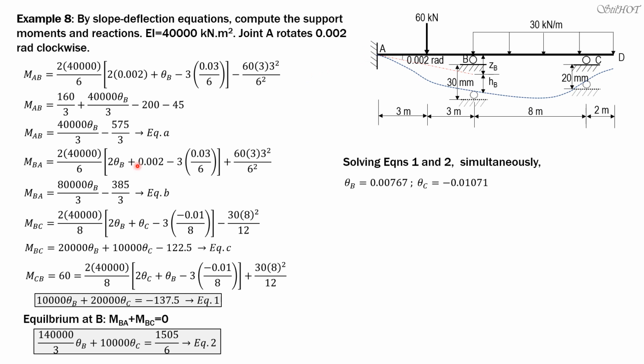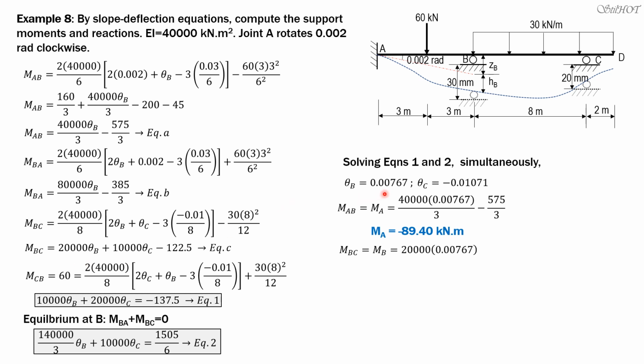So finally, we can solve now moment at A, which is defined by this moment AB here. So 40,000 times quantity 0.00767 radians over 3 minus 575 over 3. And it will give us moment at A equals negative 89.4. Then moment at B is represented by moment BC. So let's substitute into moment BC, 20,000 times 0.00767 plus 10,000 times negative 0.01071, then minus 122.5. So moment at B is equal to negative 76.2 kilonewton meter.